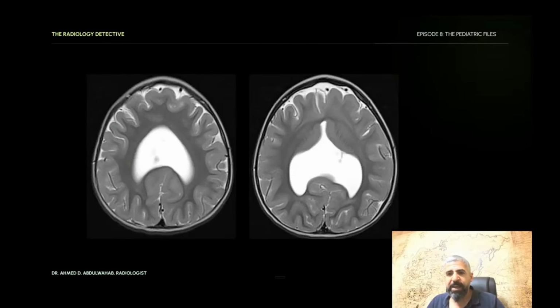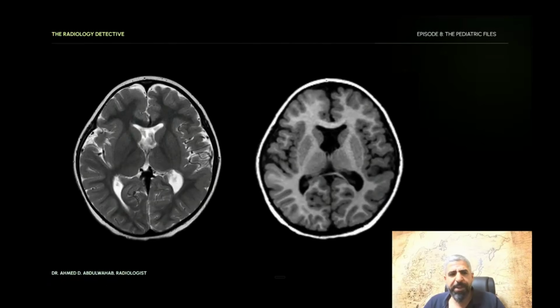Next slide. Let's see. Single large ventricle like a pancake. The answer for a single large ventricle like a pancake is holoprosencephaly. The third midline problem: a missing septum pellucidum. The septum pellucidum, which should be here, is missing. It's not there. What's the diagnosis? The answer is septo-optic dysplasia.